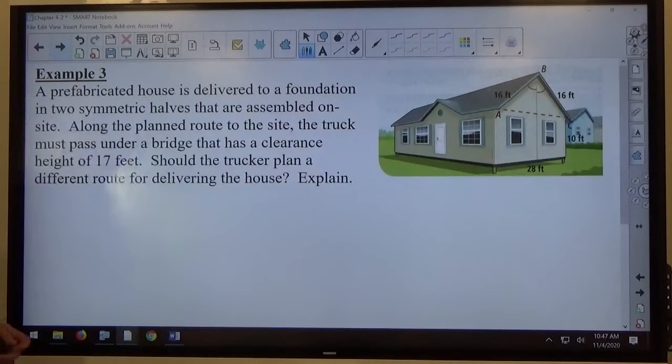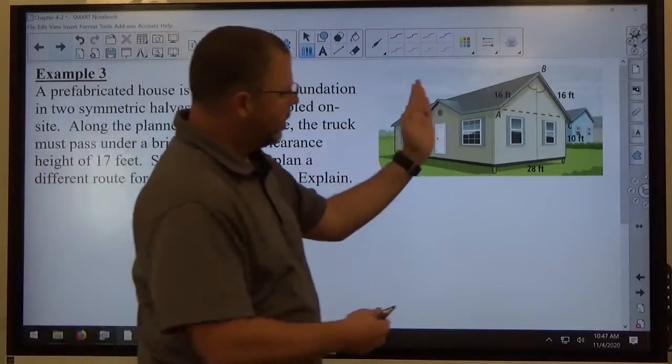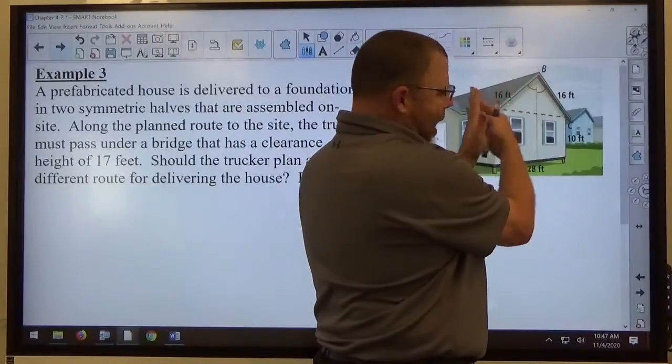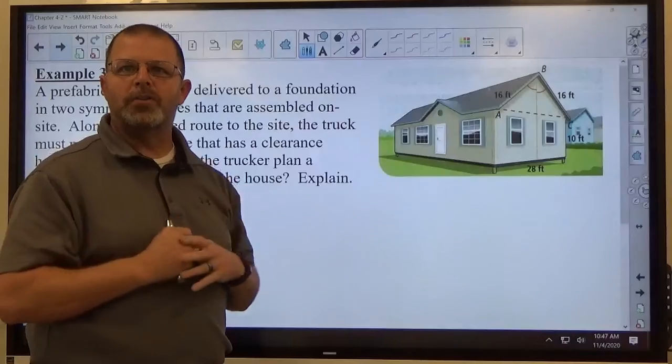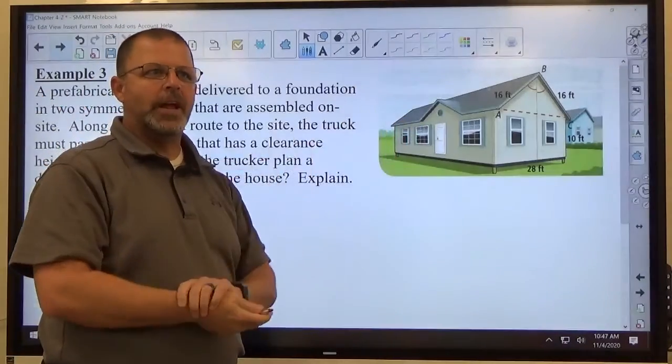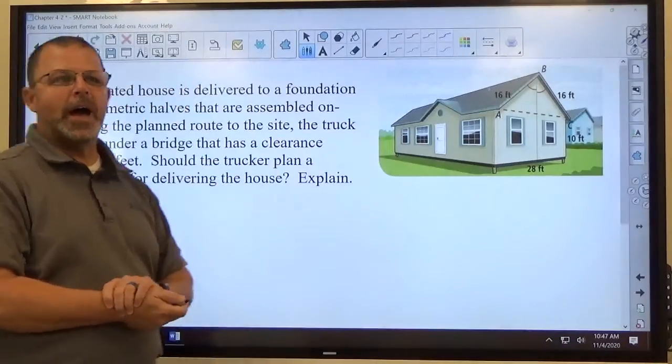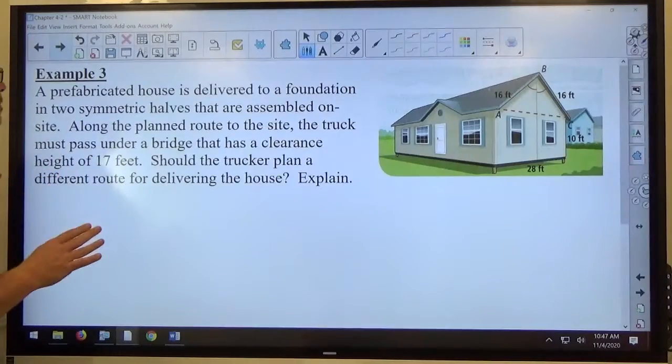Okay, we're continuing chapter 4-2 today with example 3. A prefabricated house is delivered to a foundation in two symmetric halves that are assembled on site. So, here's the house. This half of the house and that half of the house got brought on trucks. They put them down, they attach them together, and all of a sudden you have a house. Alright, that's how it works.